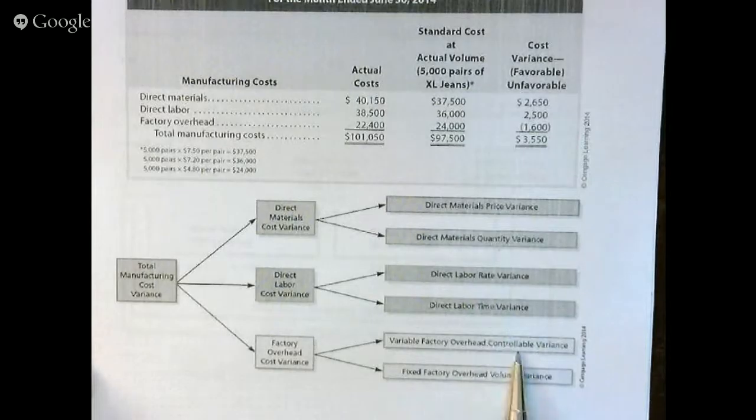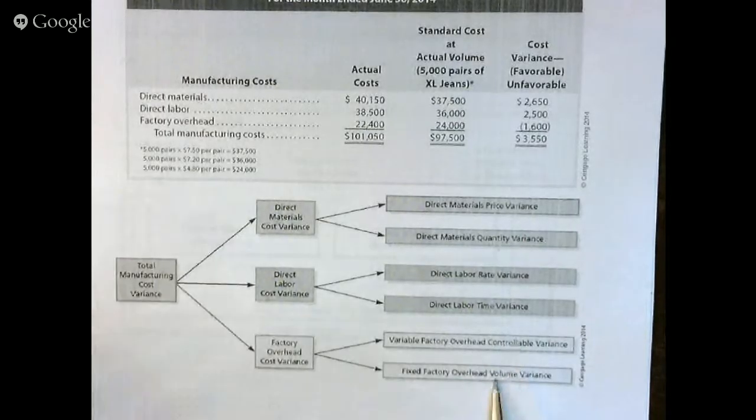The controllable variance represents the amount that a production manager can control, and it represents variable overhead plus the fixed manufacturing overhead. Manufacturing overhead, though, has another element that, big picture, because of the way fixed costs are handled, is something called a volume variance.